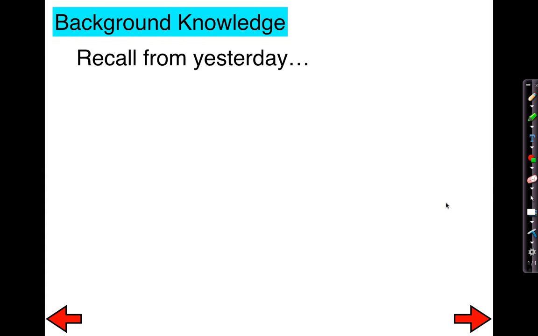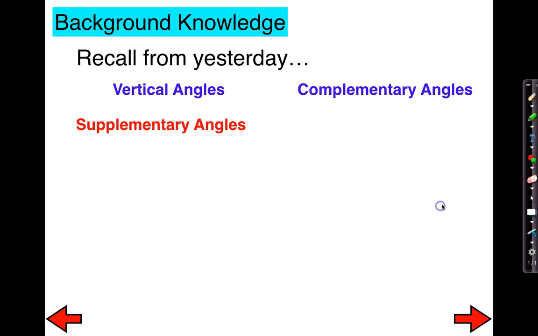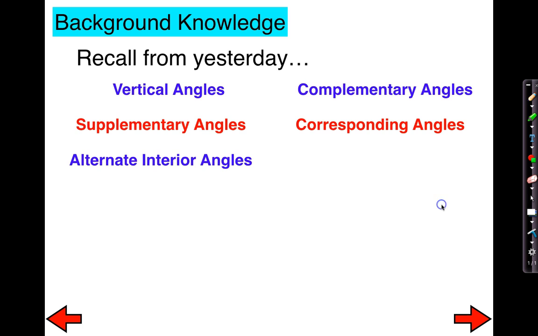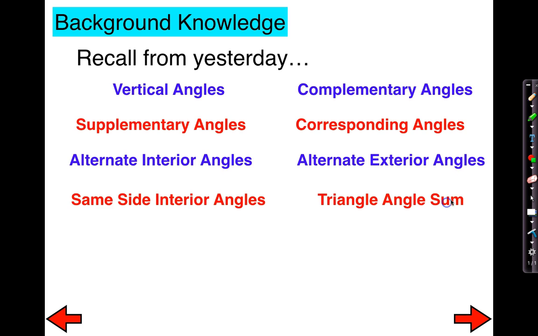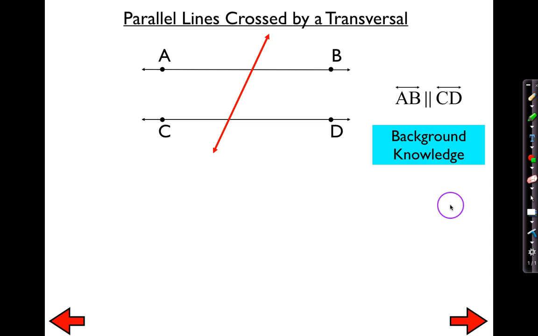So first, background knowledge. Let's recall some of the stuff that we went over in our previous lesson. We talked about vertical angles, complementary angles, supplementary angles, corresponding angles, alternate interior angles, alternate exterior angles, same side interior angles, triangle angle sum theorem, the quadrilateral angle, so many. So now we're going to actually be applying all of those characteristics into figuring out some missing angles based off of expressions and things like that.